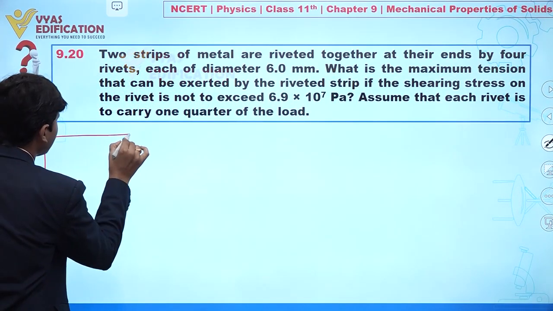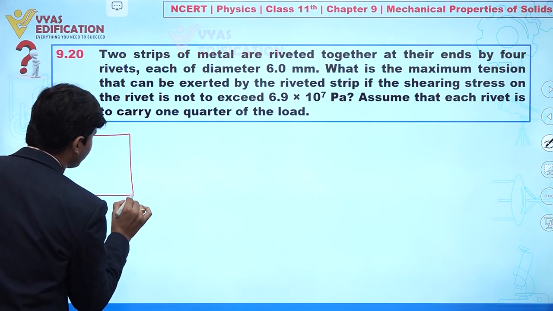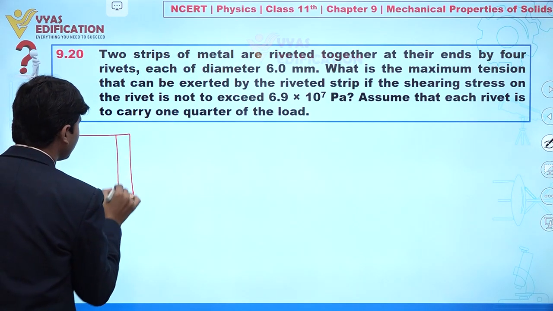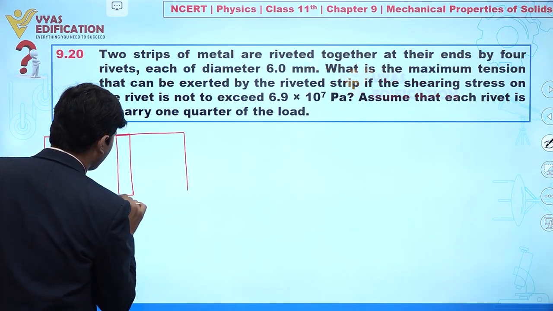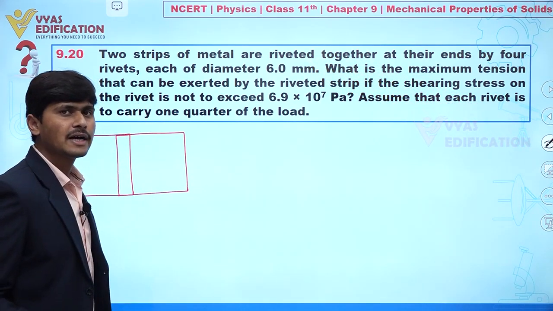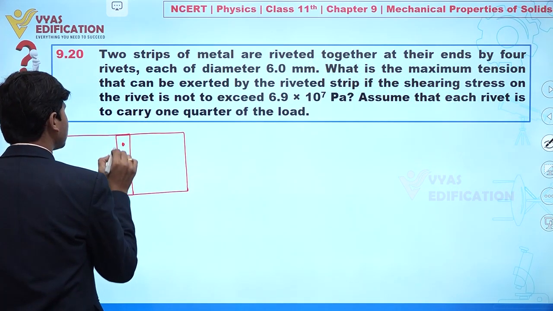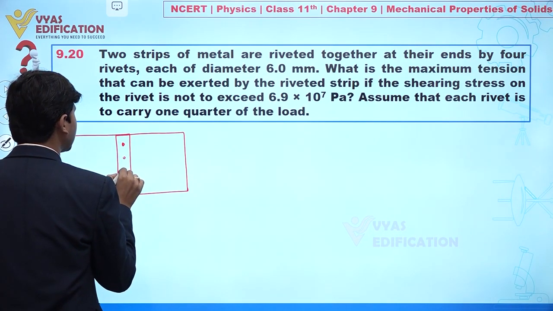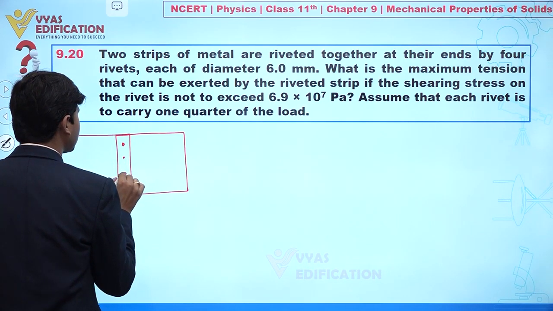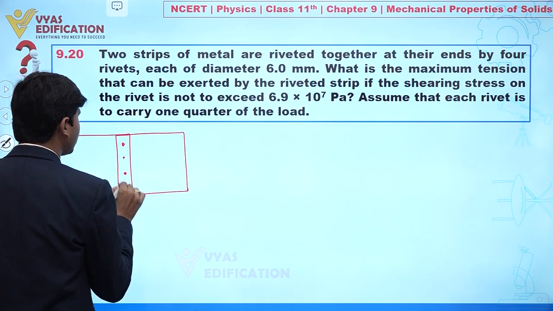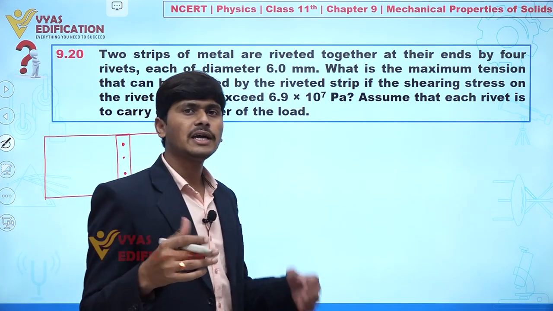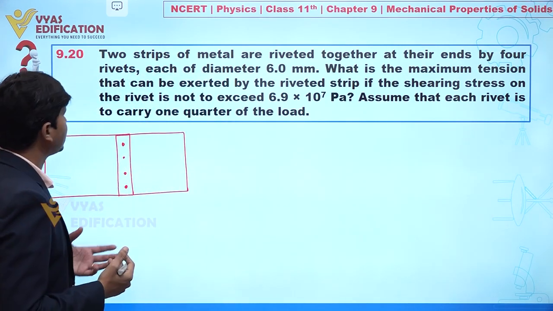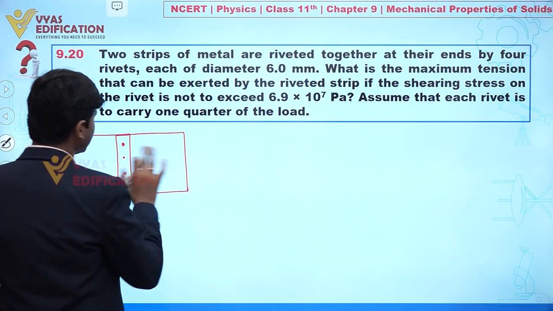Let's suppose here I have a metallic strip, and one more metallic strip. If I attach 4 rivets, let's suppose rivet number 1, 2, rivet number 3, and rivet number 4. So we have two metallic plates, and these metallic plates are attached to each other like this.